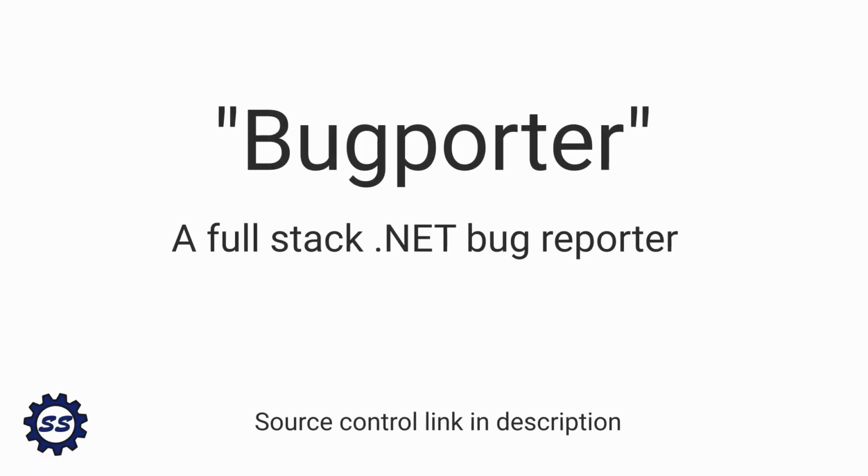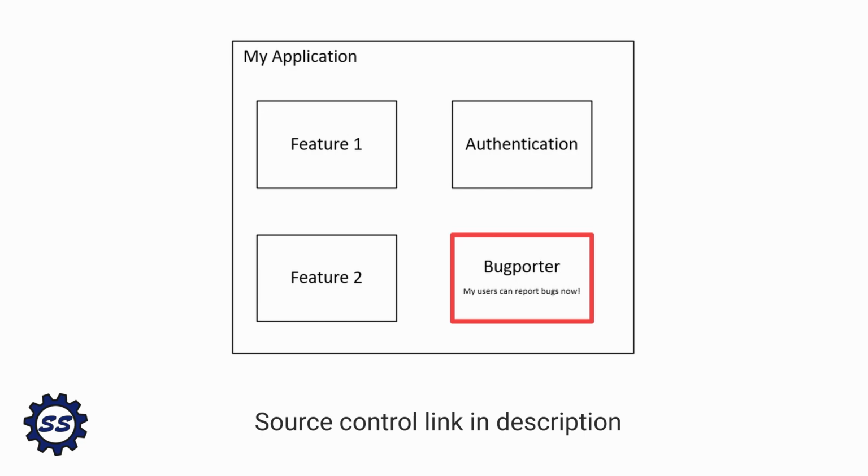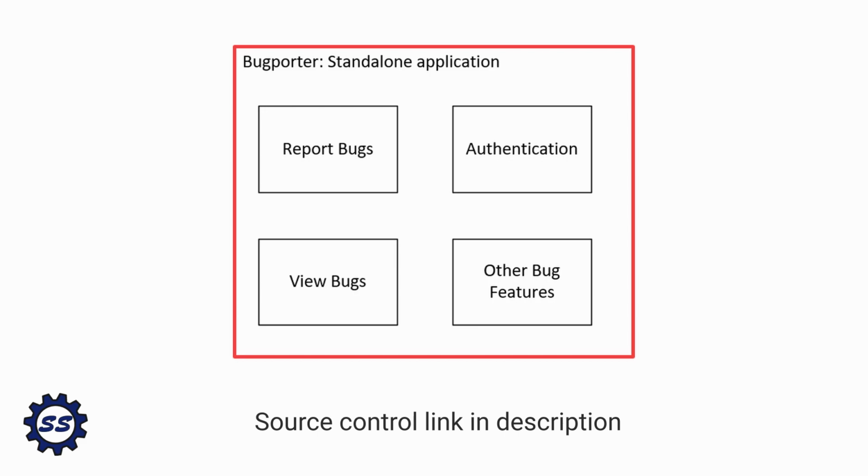Let's build a full stack bug reporter in .NET. So the end goal for this bug reporter is I want it to be a module or even entire microservice that we can drop in and integrate into any application, and it'll allow the users of that application to easily report bugs. But for the sake of development, we are going to build this as a standalone full stack application, and we'll worry about modularizing it and making it reusable down the road.